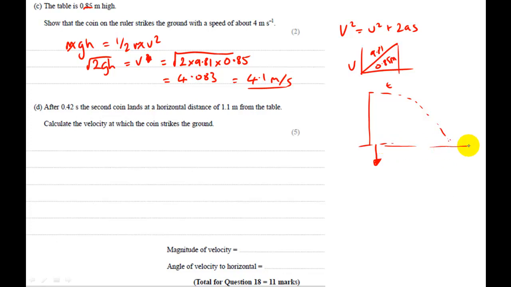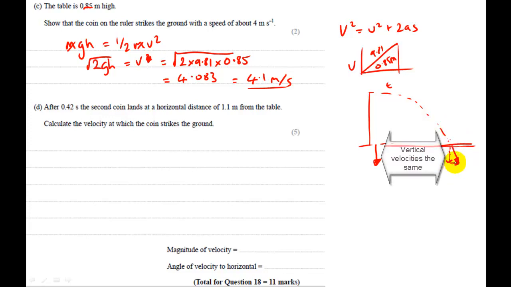Let's put the ground in. Its velocity on impact is going to be slightly different. It's going to be at an angle, and it's going to be made up of the horizontal component and the vertical component of velocity. So you've got the vertical component there and the horizontal component there. Okay, probably a little bit messy there. Hopefully I'll make it a bit clearer here.